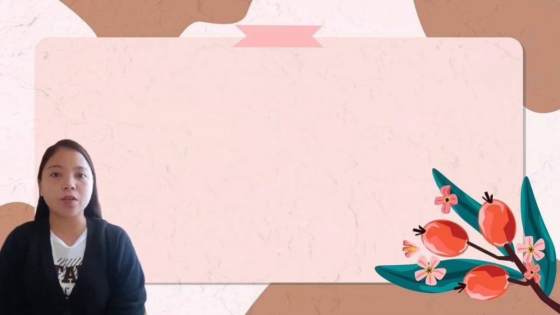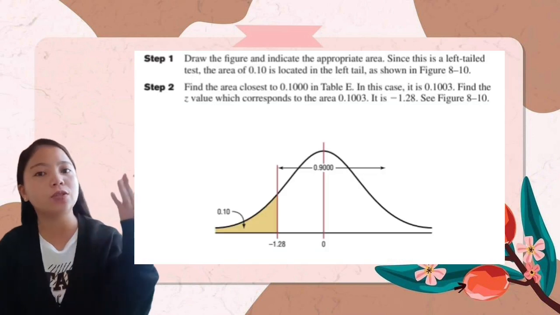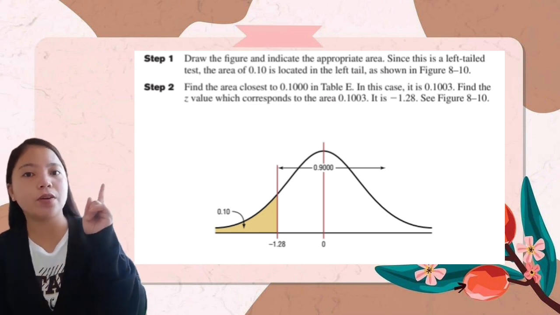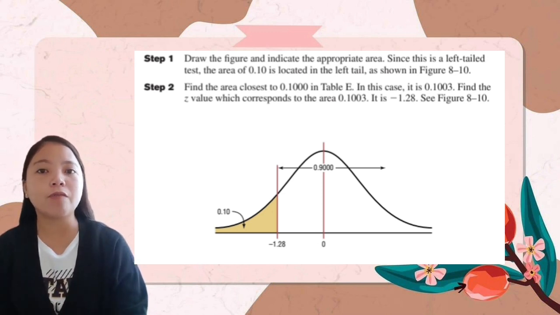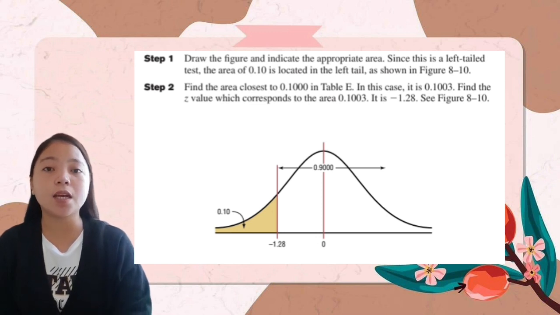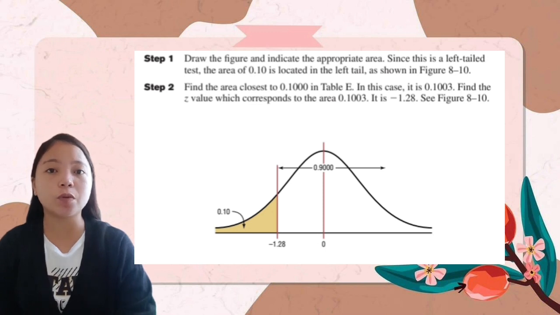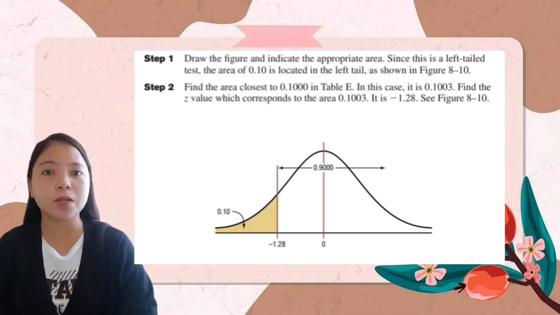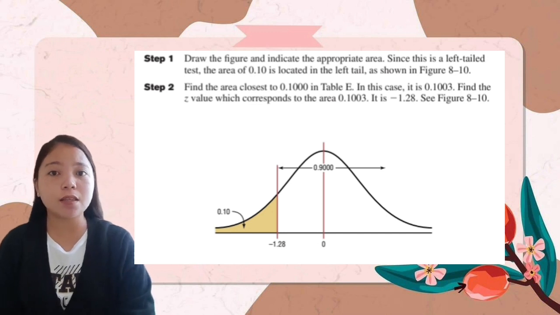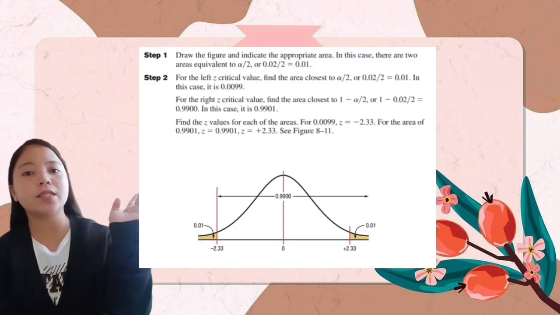A left-tailed test with alpha value of 0.10. So here is the solution. Step 1. Draw the figure and indicate the appropriate area. Since this is a left-tailed test, the area of 0.10 is located in the left tail, as shown in this figure. The second step, find the area closest to 0.1000 in the z-table. In this case, it is 0.1003. Then find the z-value that corresponds to the area. It is negative 1.28. We use the negative values in the z-table since it is a left-tailed test. So here are the other examples.